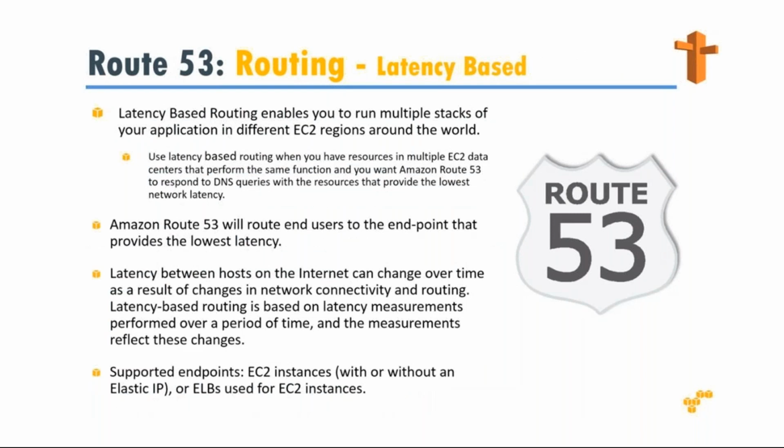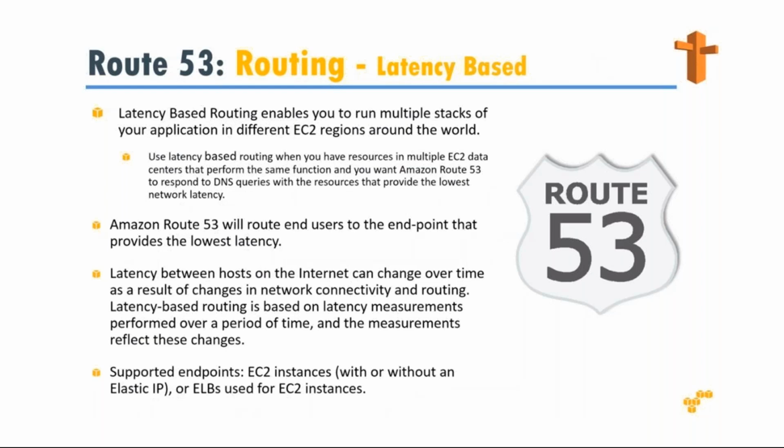So latency based. Latency based routing enables you to run multiple stacks of your applications in different EC2 regions around the world. For example, we have Asia Pacific Mumbai region, another Asia Pacific Singapore region, or somewhere US East region. Use latency based routing when you have resources in multiple EC2 data centers that perform the same function, and you want Amazon Route 53 to respond to DNS queries with the resources that provide the lowest network latency. So Amazon Route 53 will route end users to the endpoint that provides the lowest latency.